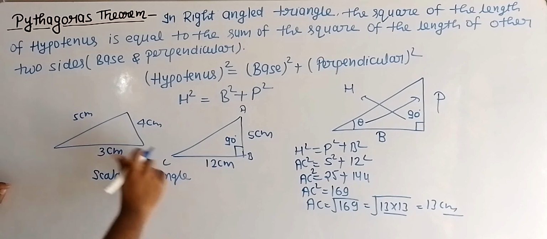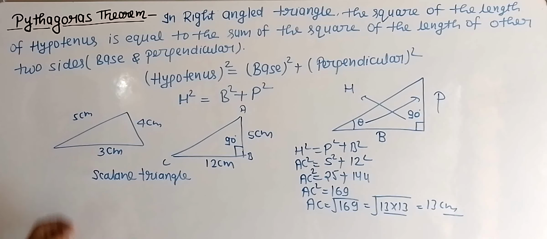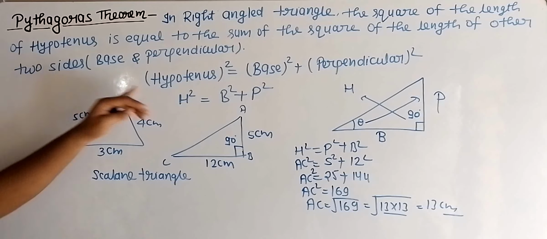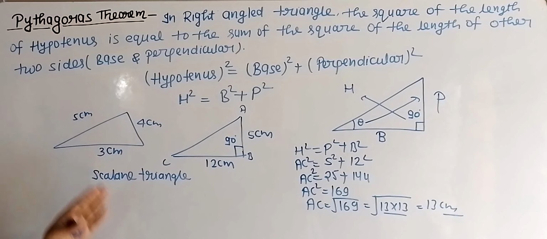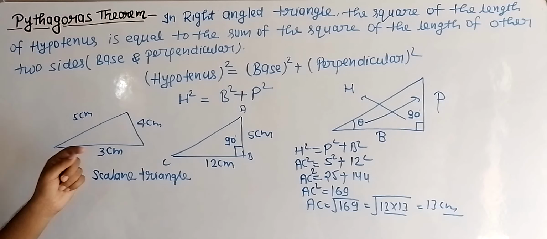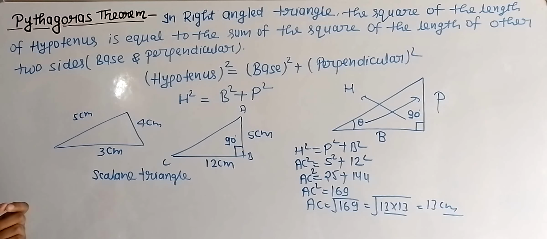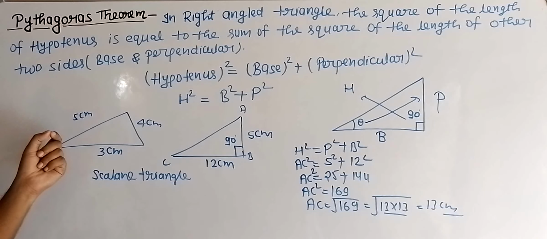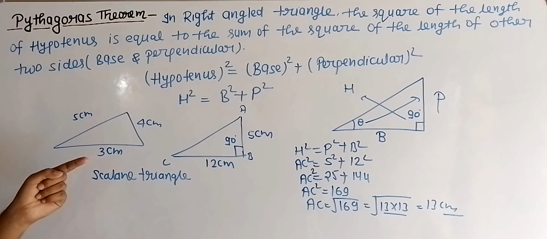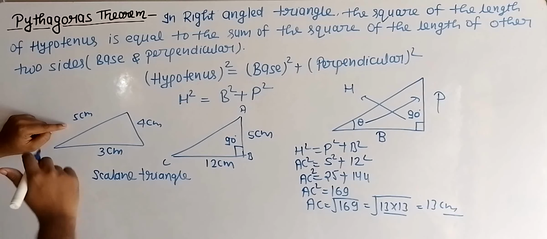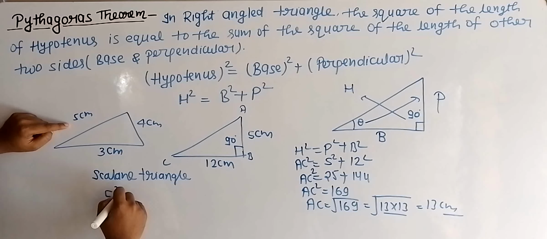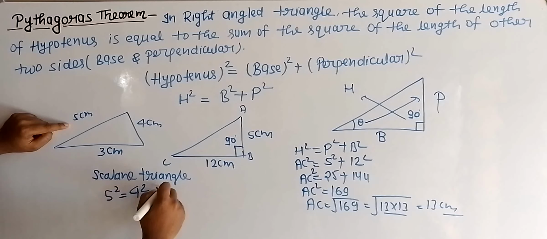But when they ask on the basis of angle, then what is our procedure? Let us check by Pythagoras theorem whether the sum of the squares of any two sides is equal to the square of the remaining side. Here we see that the maximum length of a side is 5 centimeter, and we know that the angle opposite to the side whose length is maximum will be 90 degree. So from here we can say 5 square is equal to 4 square plus 3 square.